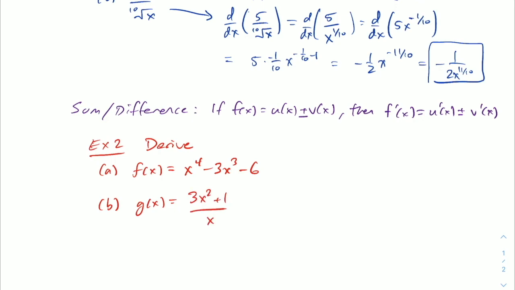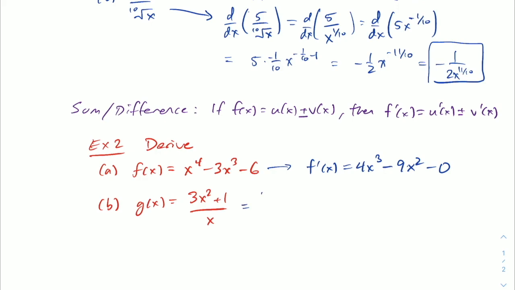All right, so when we take the derivatives of these things, we're going to take the derivative of each term and then add or subtract them in the way that they were added or subtracted in the original function. So the derivative of x to the fourth minus 3x cubed minus 6 is going to be 4x cubed, the derivative of the first term, minus 9x squared minus 0.